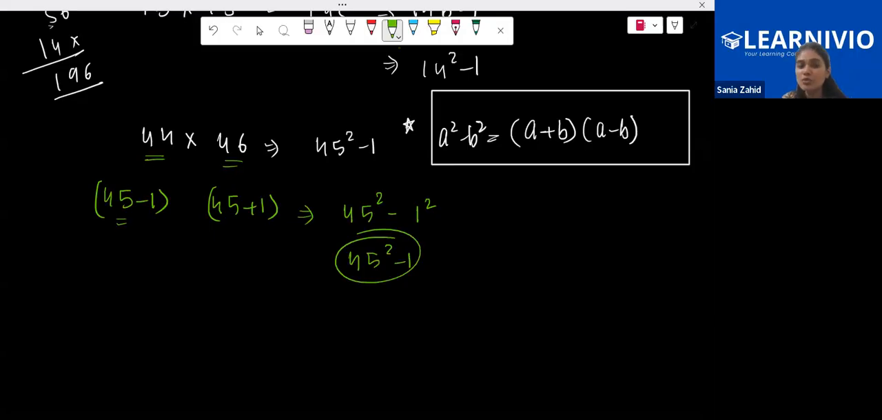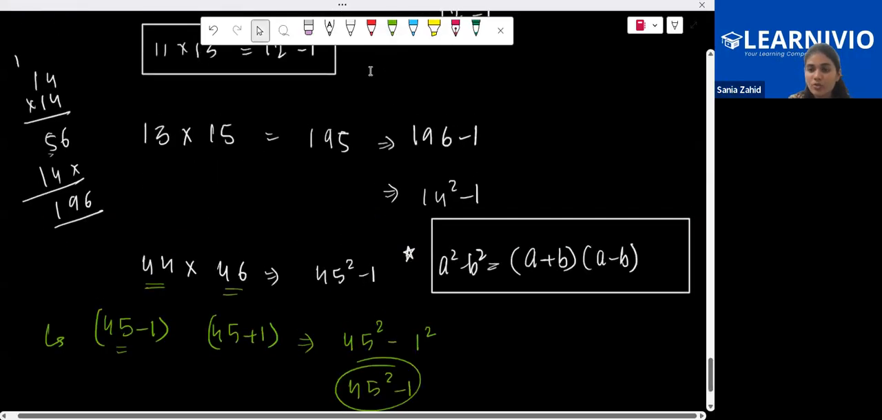You don't have to remember all of this that I told you. It's just for concept clearance, so that you know how 45 square minus 1 can be represented as 44 into 46. What is the logic behind that? This is actually the logic. It is not any short trick. It is just a short form of writing this entire thing.